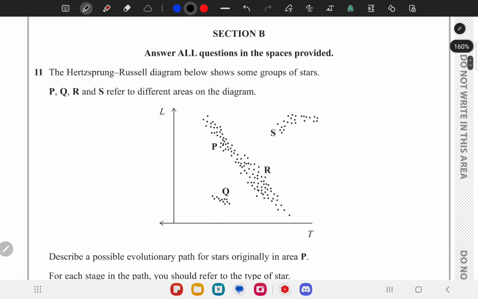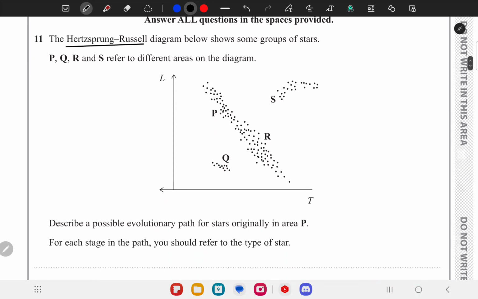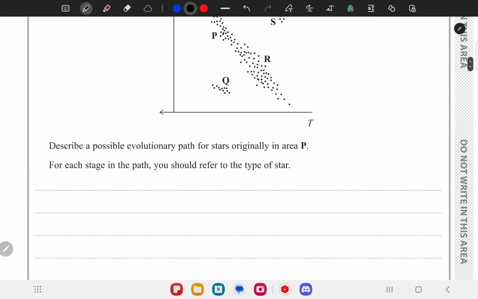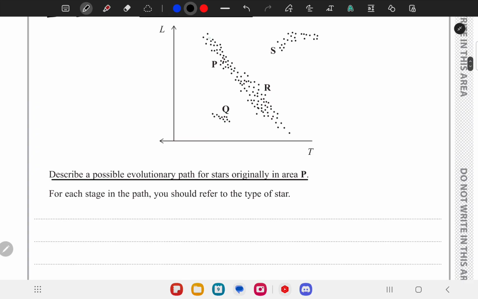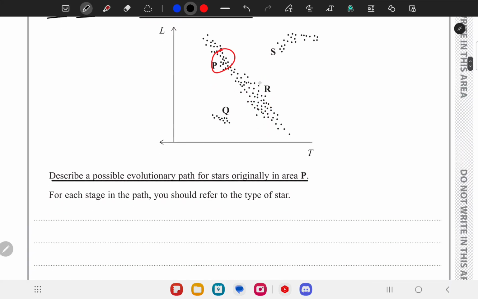Now moving to section B. In question 11, we are given a Hertzsprung-Russell diagram that shows some groups of stars. P, Q, R and S refer to different areas of the diagram. We have to describe a possible evolutionary path for something in area P. Area P is a massive main sequence star. Area R is around the area where the sun lies, and P is where the heavier main sequence stars are.